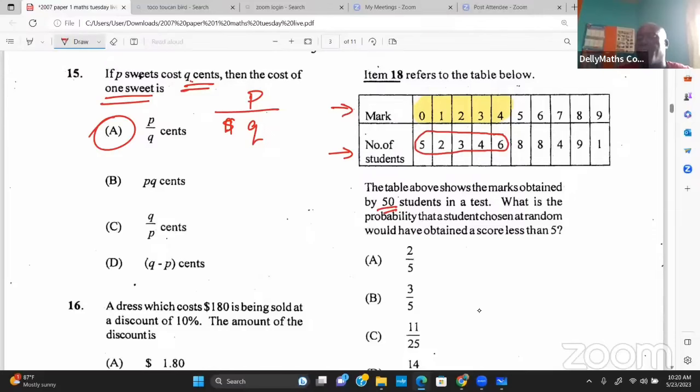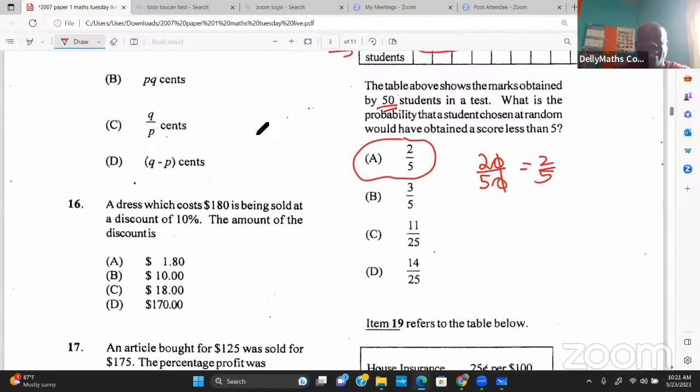So we're talking about 5 plus 2, that's 7, plus 3, that's 10, plus 10 more, that's 20. So it's going to be 20 out of a total of 50. And if you don't see that, cancel down. We're looking for 2/5 now, and definitely 2/5 is there. Sometimes your first response may not be there, so you have to cancel down and then work.